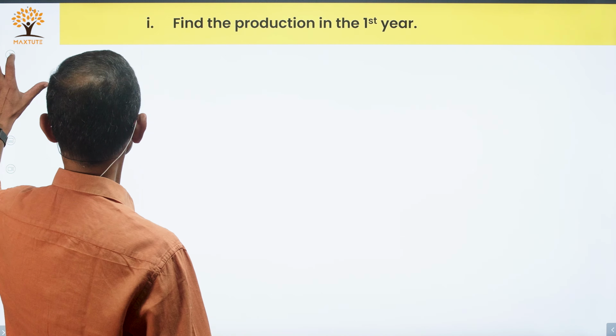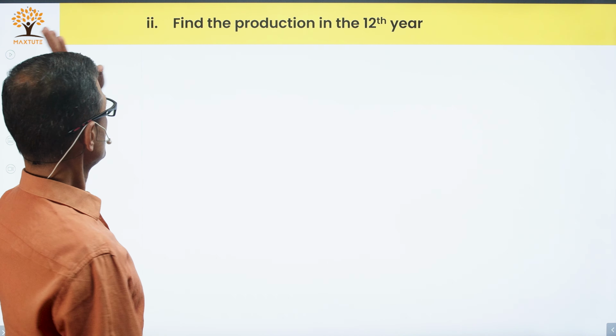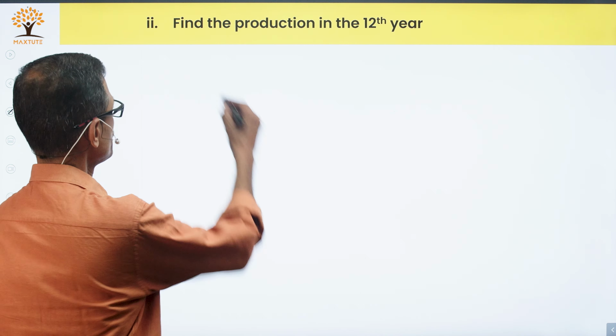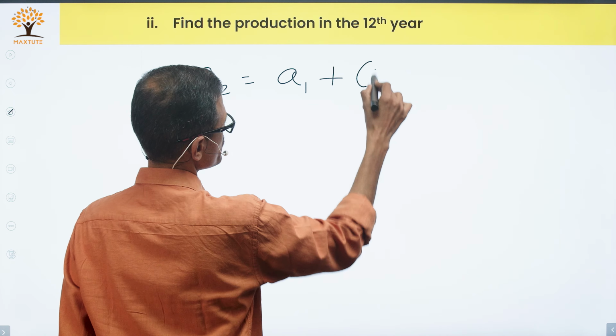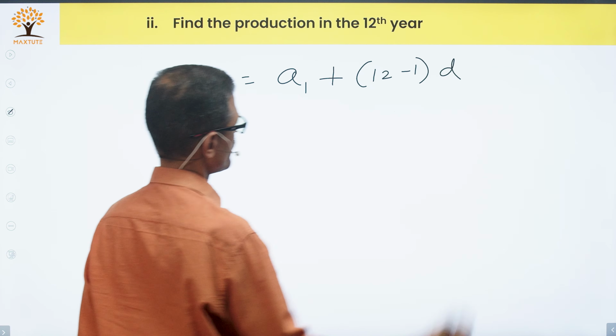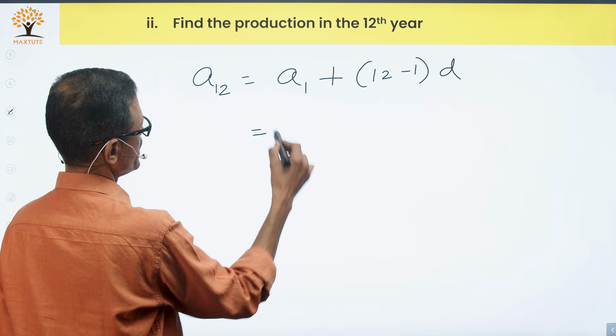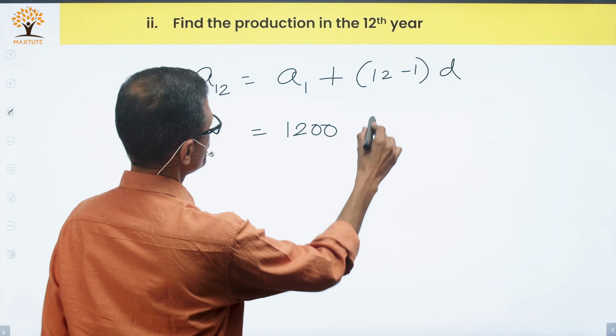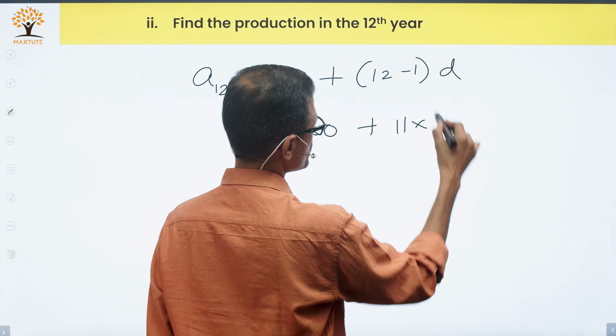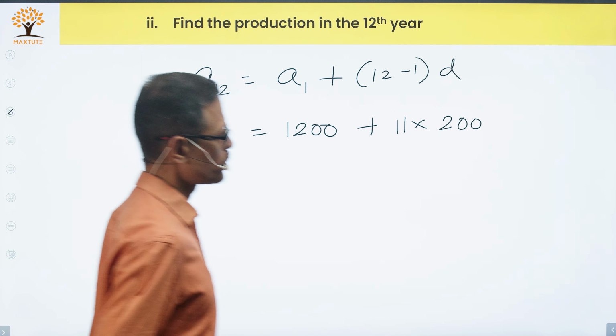Move on to part 2. Find the production in the 12th year. Production in the 12th year, A12, is equal to the production in the first year plus 12 minus 1 times the common difference. Do we know values for this? Yes. A1 is equal to 1200. We found it out in the last part. Plus 11 times the common difference, which we also computed in the last part, which is equal to 200.